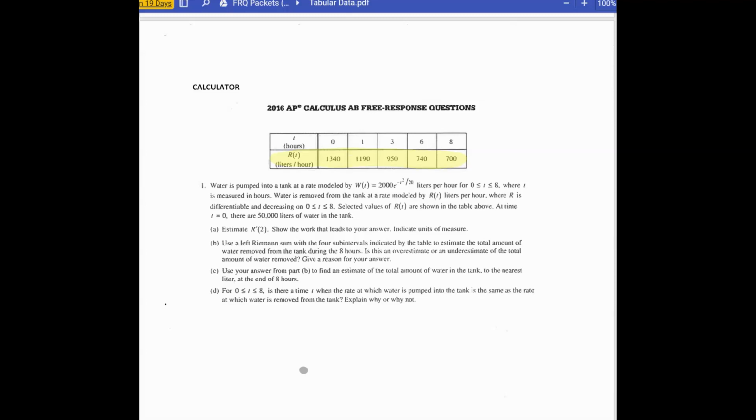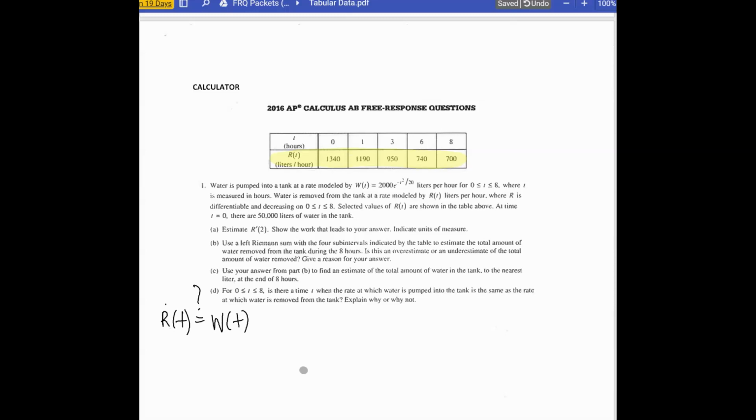So part D says, for 0 to 8, is there a time t when the rate at which the water is pumped into the tank is the same as the rate at which water is removed from the tank? All right, so let's write that out. Before, I had said that we need to figure out: is R of t ever going to be equal to W of t? So this is the question.